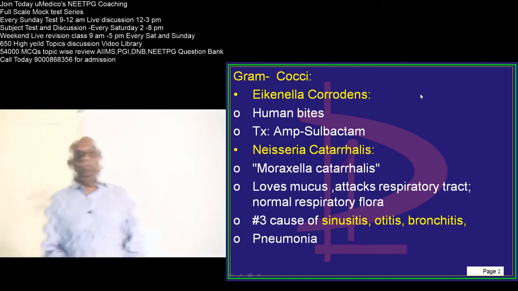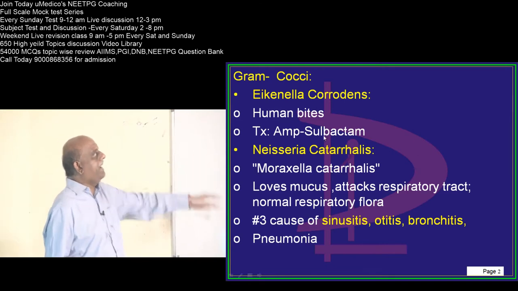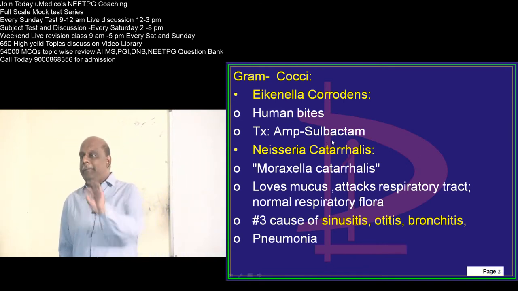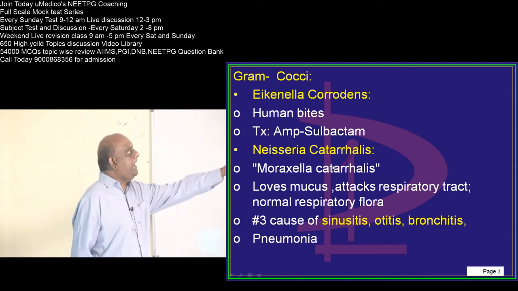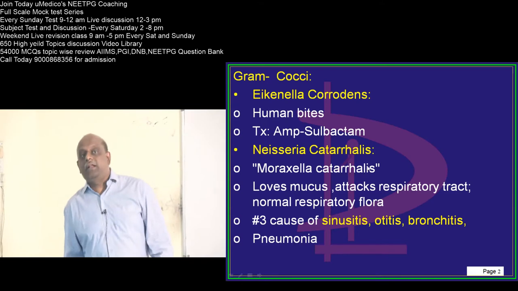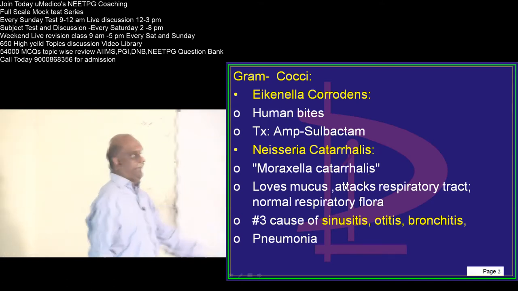Eikenella corrodens. What do you know about it? It is the human bites that transmit, and ampicillin sulbactam is considered to be the treatment of choice. Don't forget. Neisseria catarrhalis. What is the other name given for that? Moraxella catarrhalis is also the other name.